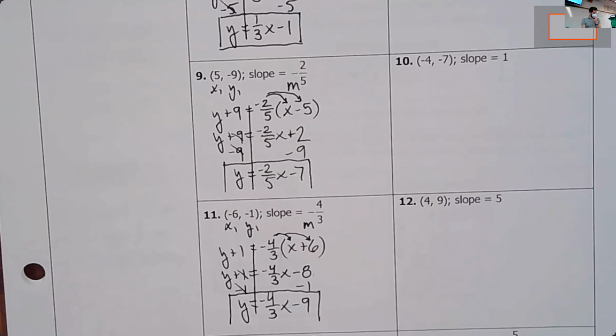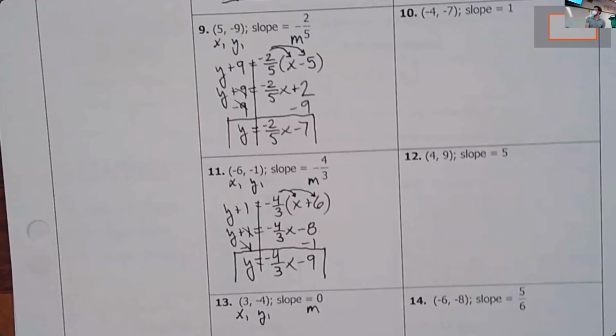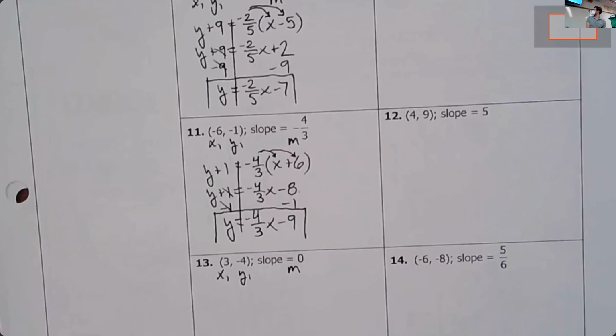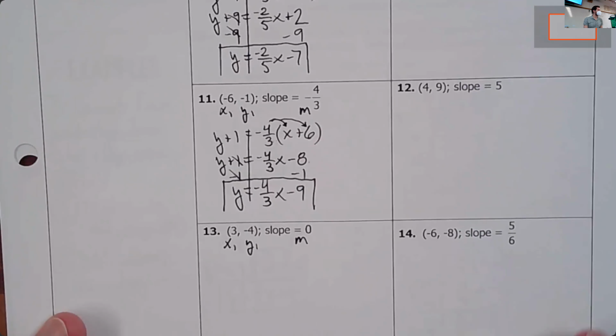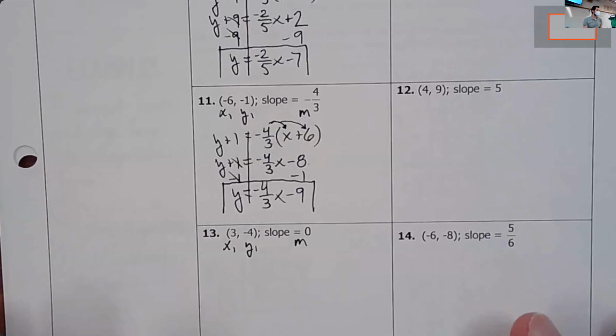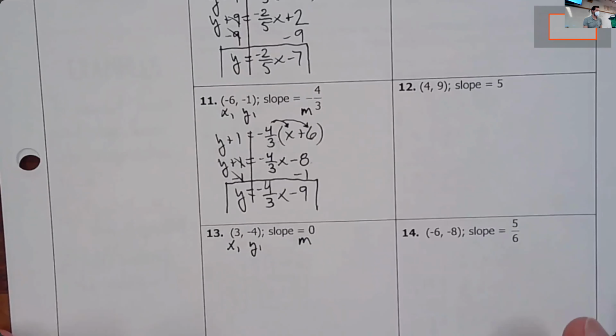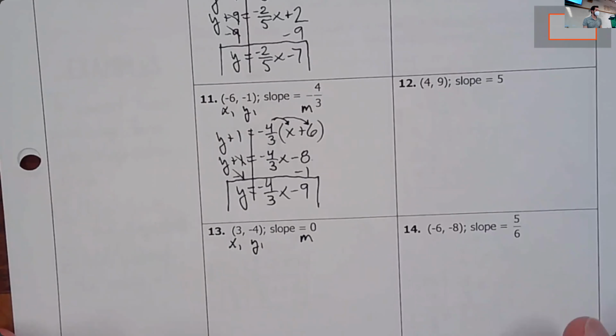All right, 13. We've got an x1 of 3, a y1 of negative 4, and a slope of 0. Before we even start number 13, what does a slope of 0 mean for the graph of this? Think about what a slope of 0 actually means on a graph. What does that look like? Anybody remember? No? It's a horizontal line. Yep. Slope of 0 means we have a horizontal line.